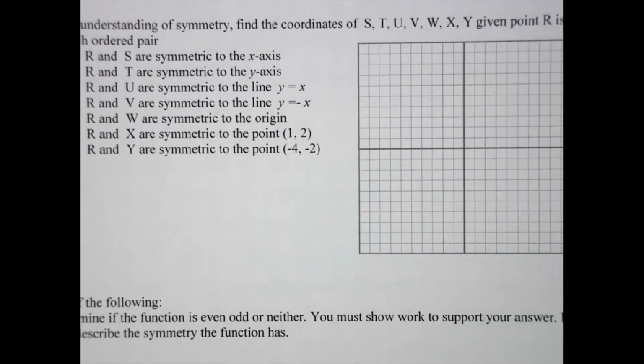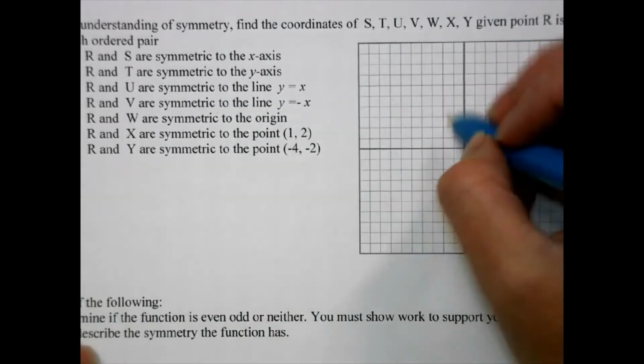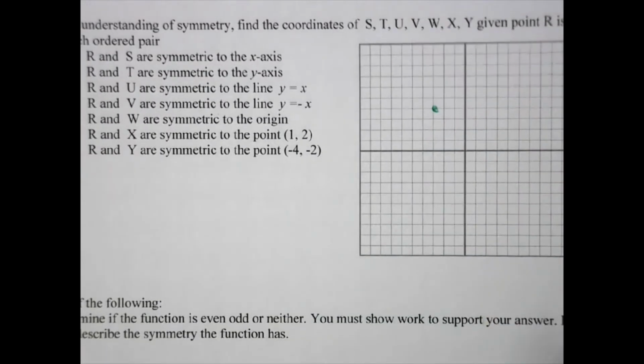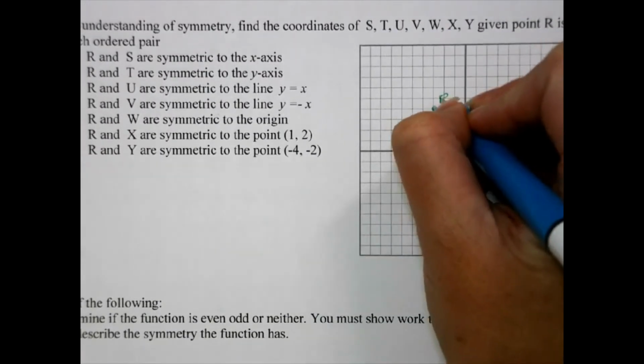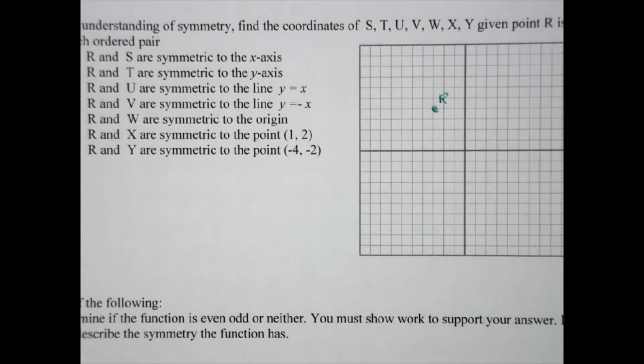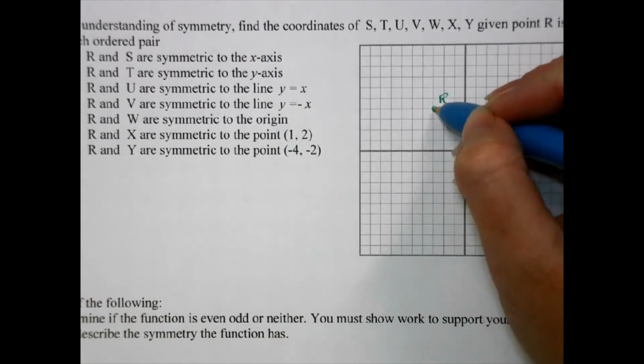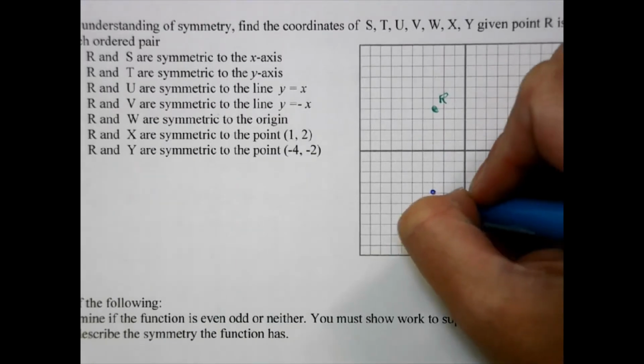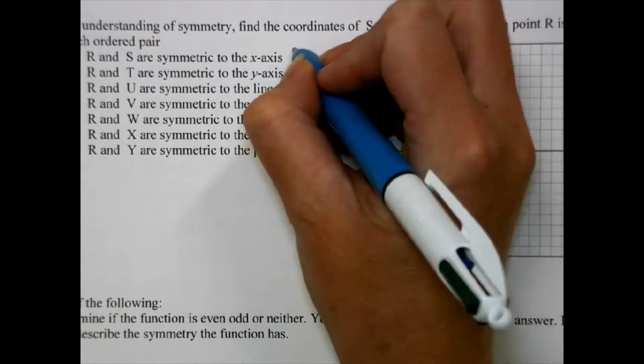Okay, so now we're going to be graphing using some symmetry. So we have the point R, which is at -3, 4. Okay, there's R. Okay, and we're going to graph a point so that R and S are symmetric to the x-axis. So if there's a point here, there's a point here, S. Those coordinates are -3, -4.